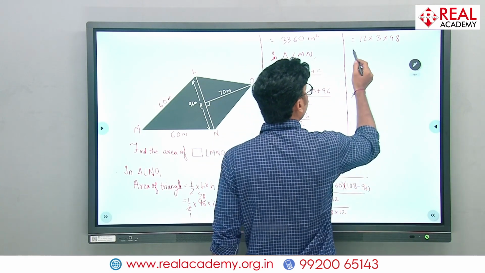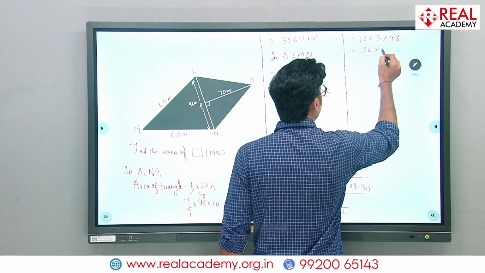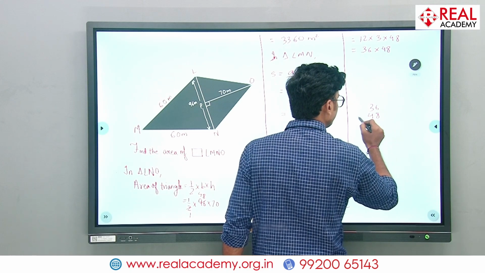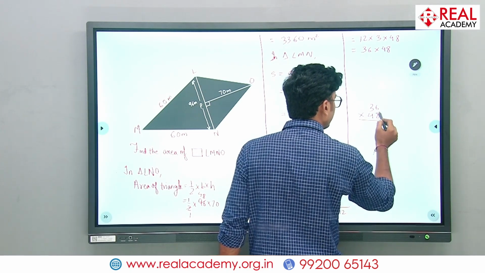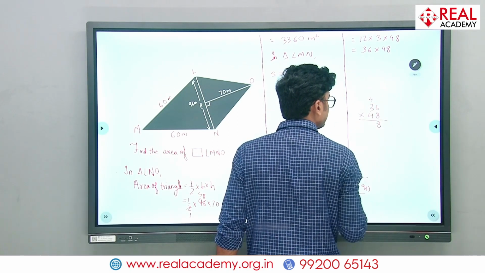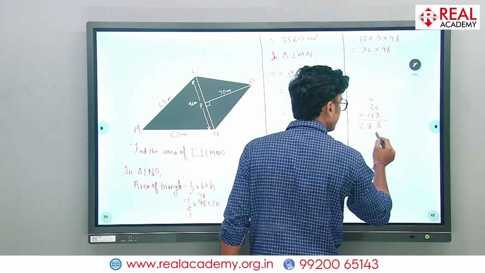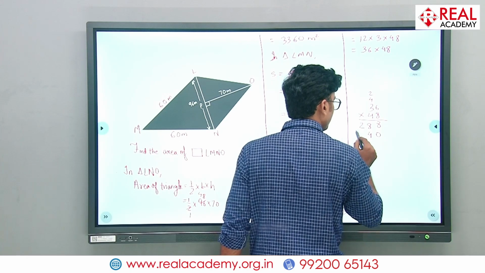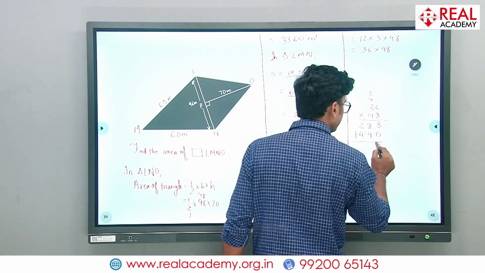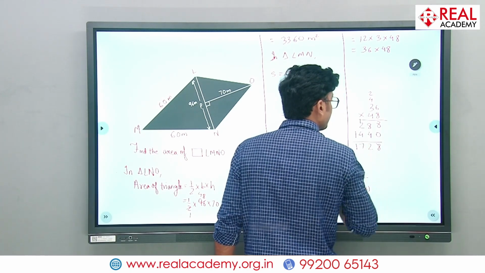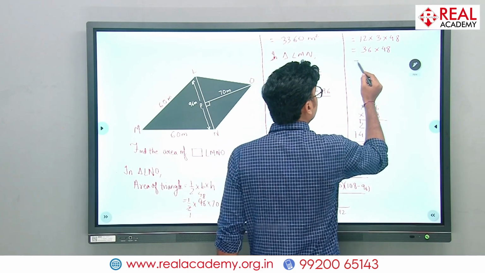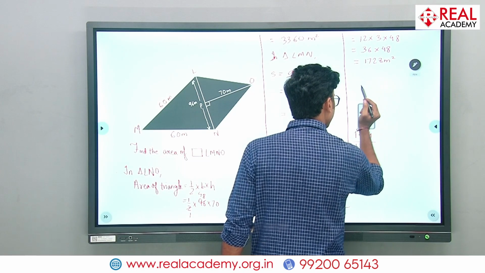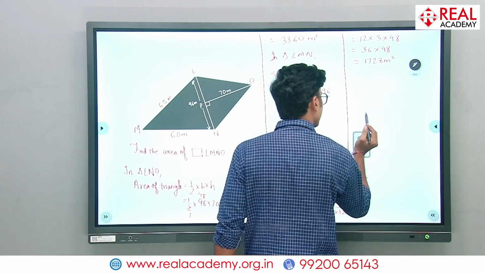Let us solve this. We will get 36 multiplied by 48. Upon multiplying, 8 6s are 48, 4 carry, 8 3s are 24, 28. Then 0, 4 6s are 24, 2 carry, 4 3s are 12, 14. The answer is 1728 meter square. So the area of the second triangle is 1728 meter square.